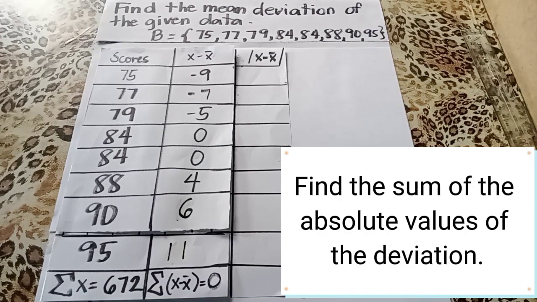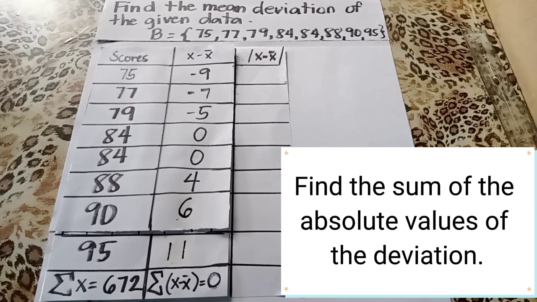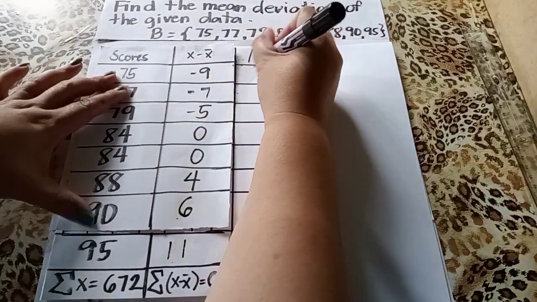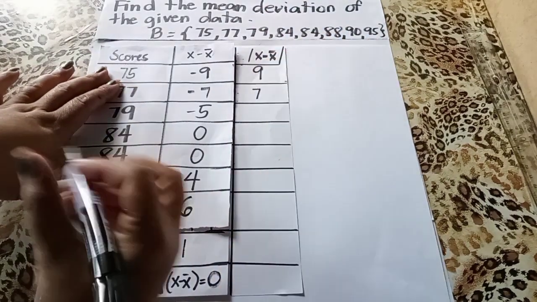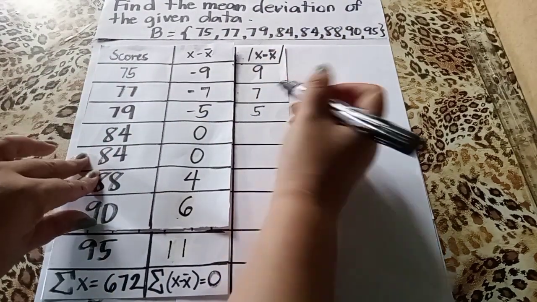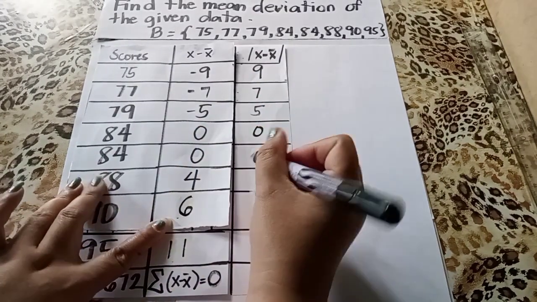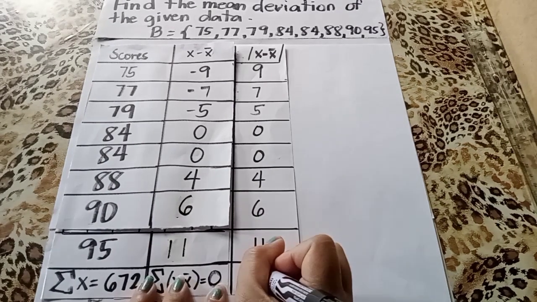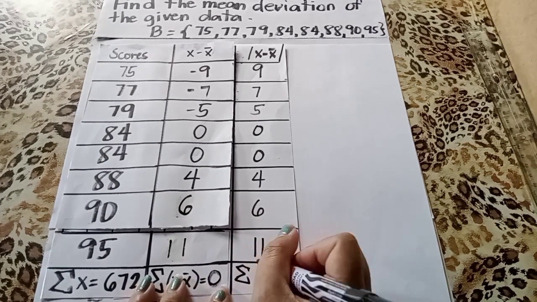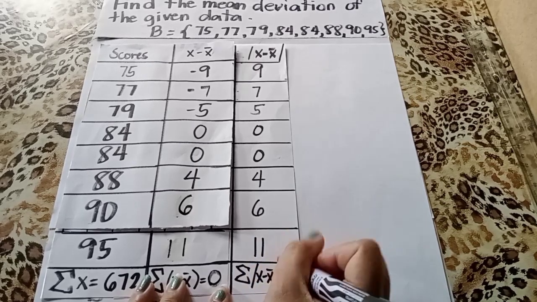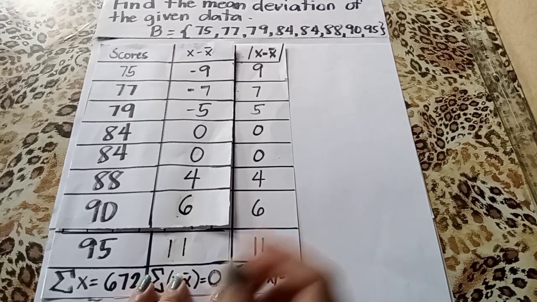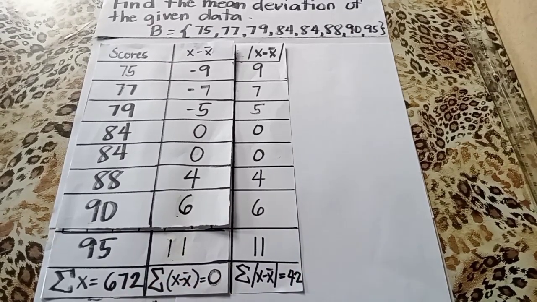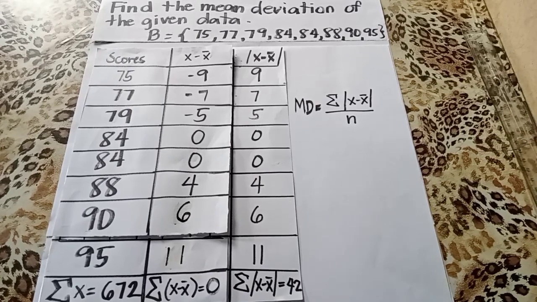Okay, class, for step 5, find the sum of the absolute values of the deviations in step 4. We need to get the absolute value of negative 9 first, which is 9. Then the absolute value of negative 7, which is 7. The absolute value of negative 5 is positive 5, then 0, 0, then 4, 6, and 11. Afterwards, you get the summation of the absolute values, and if we add these, it is equivalent to 42. So that will be our summation. And for the 5th step, we need to find the sum.